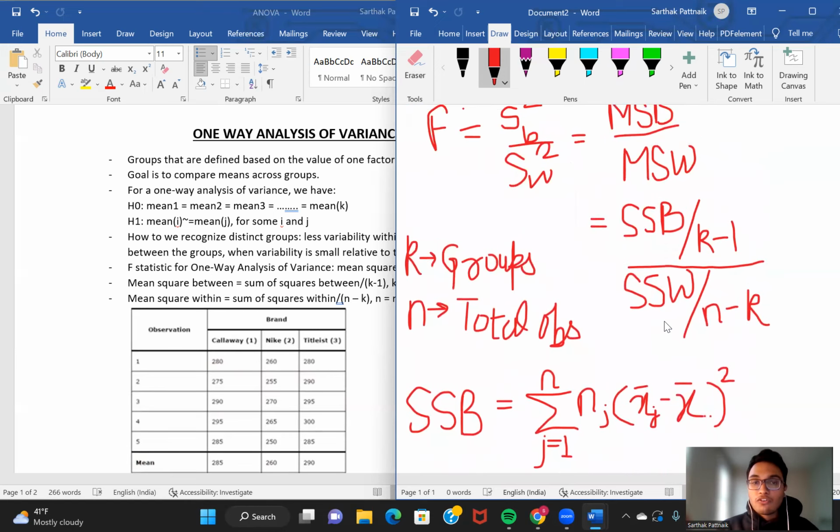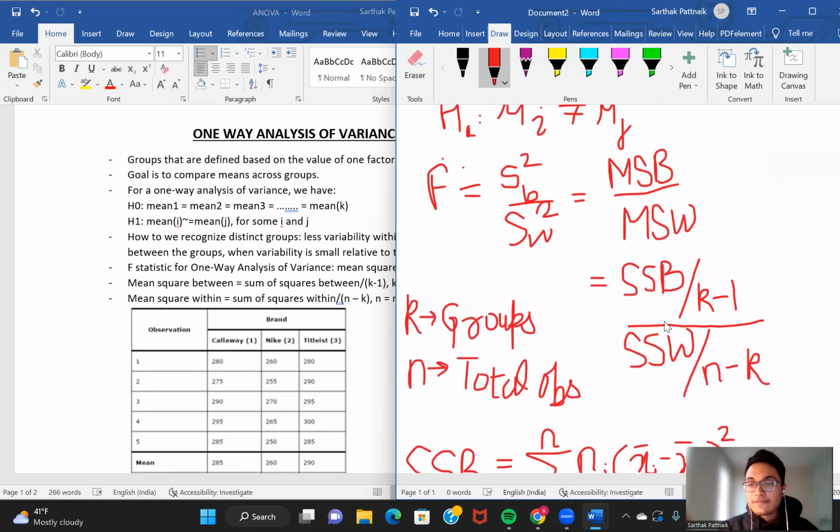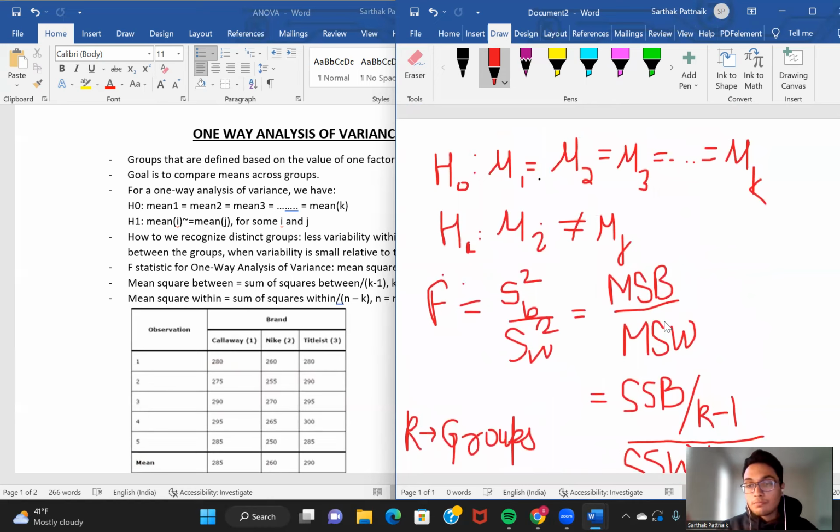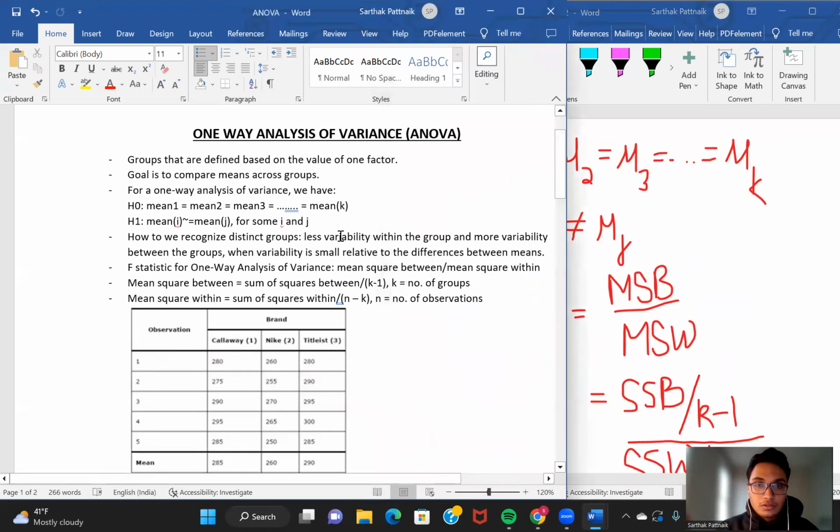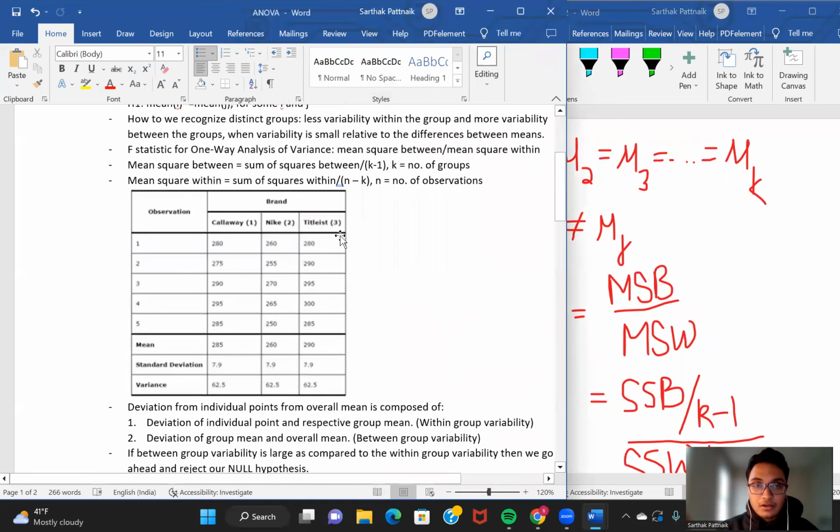So this is an overview of how you calculate the F statistic value in order to proceed with the hypothesis testing of finding out differences that exist between groups in a population, which is also the idea of one-way analysis of variance. Now, to have better clarity, in the next session, we'll go over a sample example to implement whatever we have learned in this particular section.